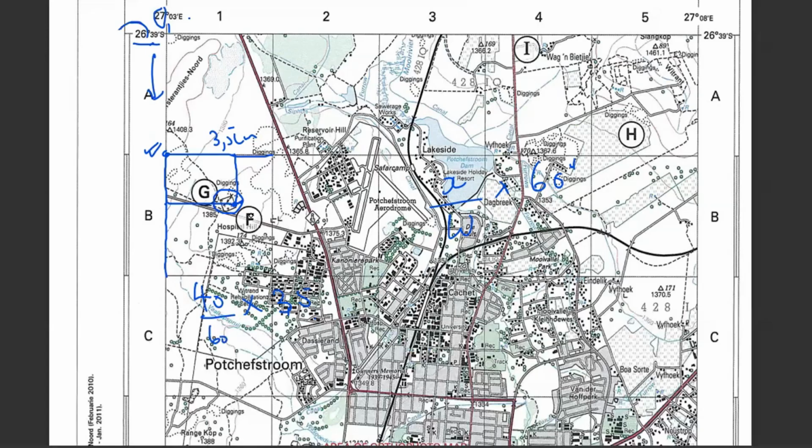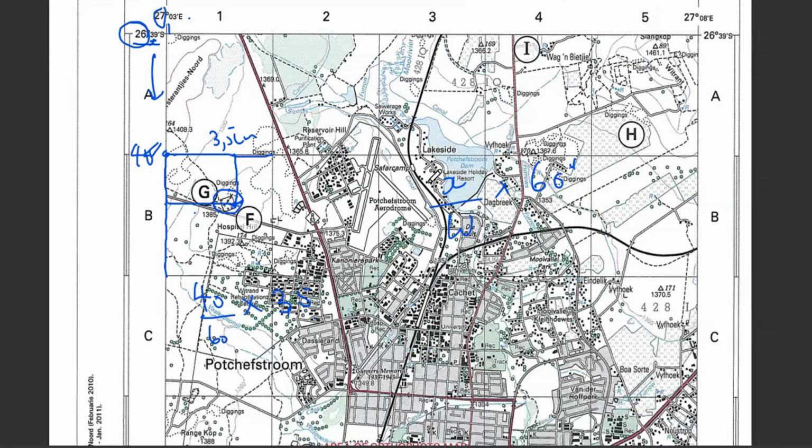This degree value is not changing. It remains 26. But what changes is the minute. This was 39 to the south. The next one is going to be 40 to the south. Then you do your calculation to find the value of this particular point. After measuring the two extreme ends from the top latitude to the feature, and after expressing it as a fraction of the whole width of the block, we multiply by 60.